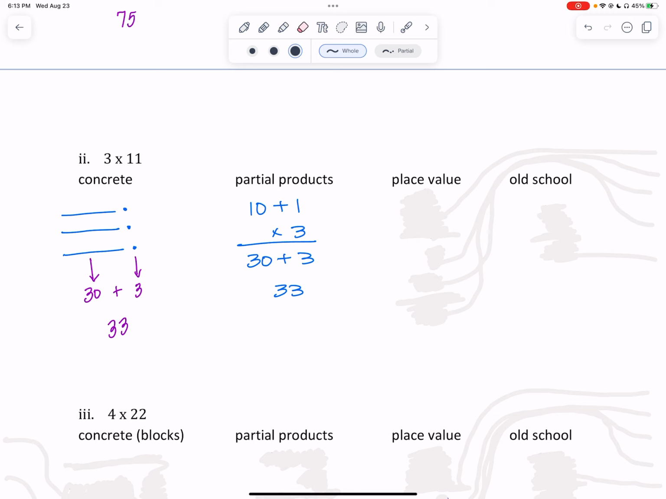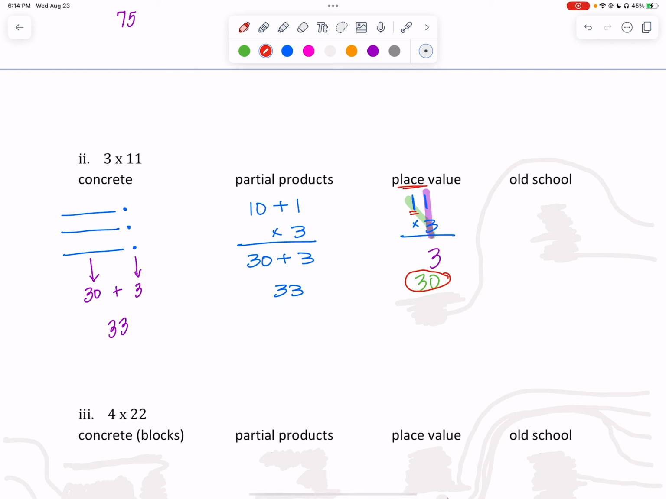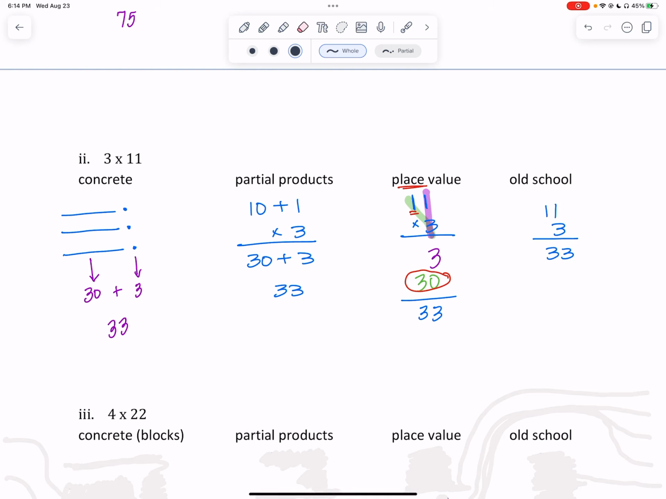Then my place value. So I'm going to have 11 times 3. 1 times 3 is going to give me 3. Again, the next one is the trap. It is not 3 times 1, but it's a place value of 10, right? It's in the tens place. So it's 3 times 10, which will give you 30, and I'll get 33. And then the old school method, I didn't have any regrouping to do on that.